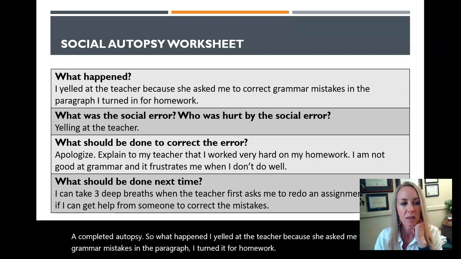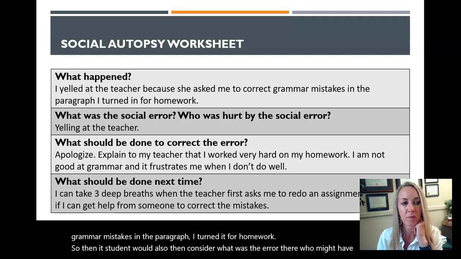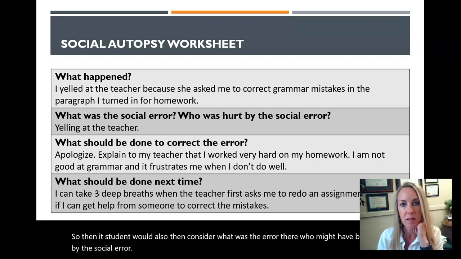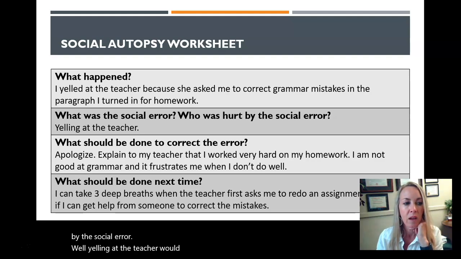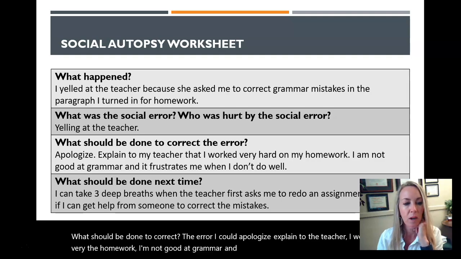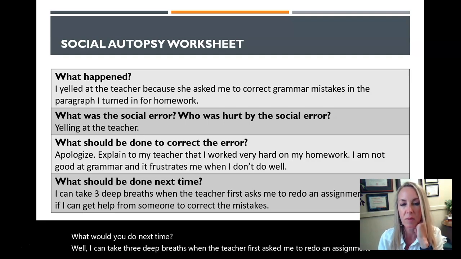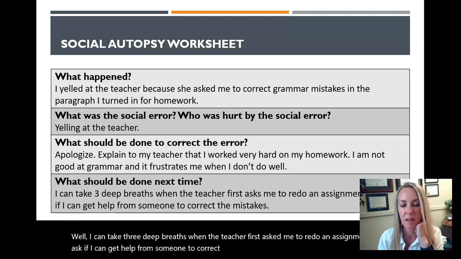So then the student would also consider, well, what was the error there, or who might have been hurt by the social error? Well, yelling at the teacher would be hurtful. What should be done to correct the error? I could apologize, explain to the teacher, I worked very hard on the homework, I'm not good at grammar, and it frustrates me when I don't do it well. So what would you do next time? Well, I can take 3 deep breaths when the teacher first asks me to redo an assignment. I can ask if I can get help from someone to correct the mistakes.